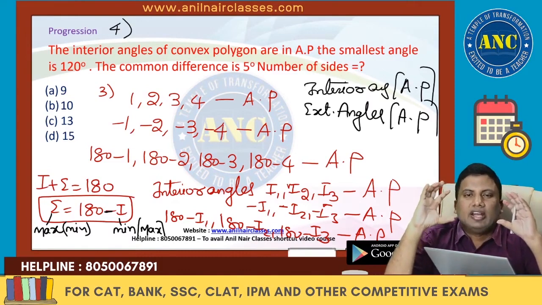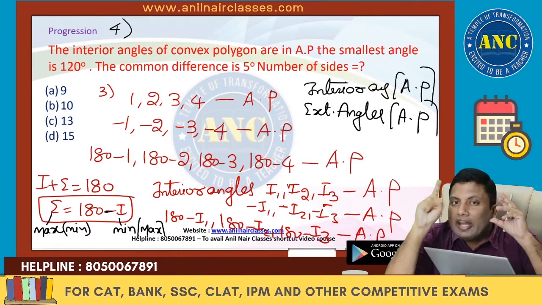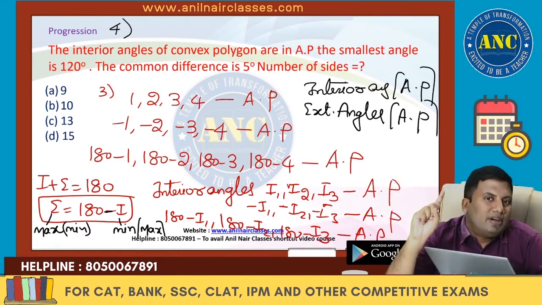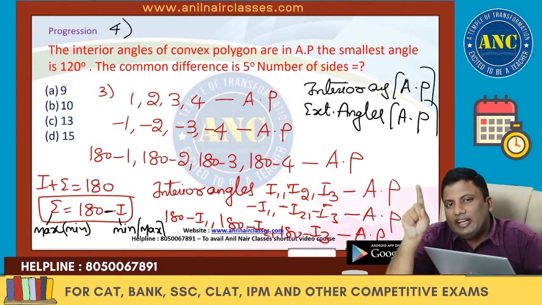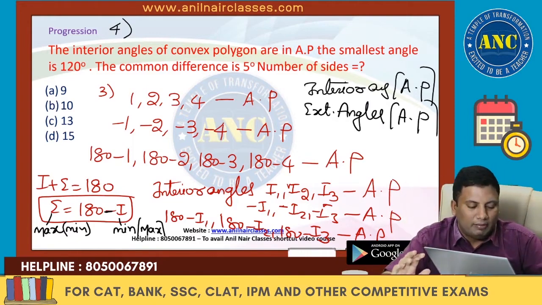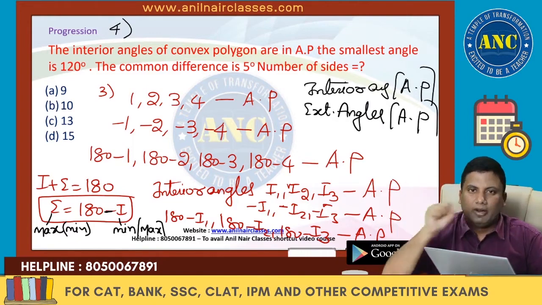Interior and exterior are equated with a negative sign. If right hand side is minimum, left hand side will be maximum. If the right hand side is maximum, left hand side will be minimum. I hope this idea is clear.